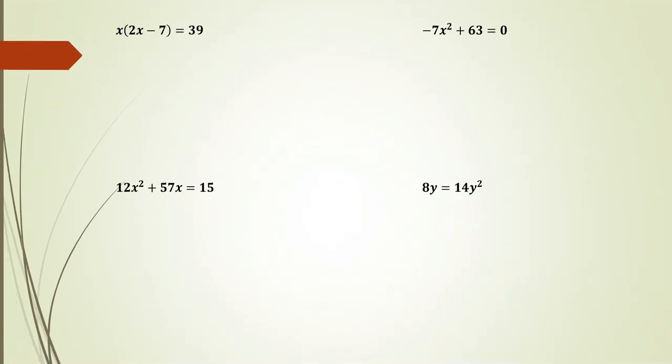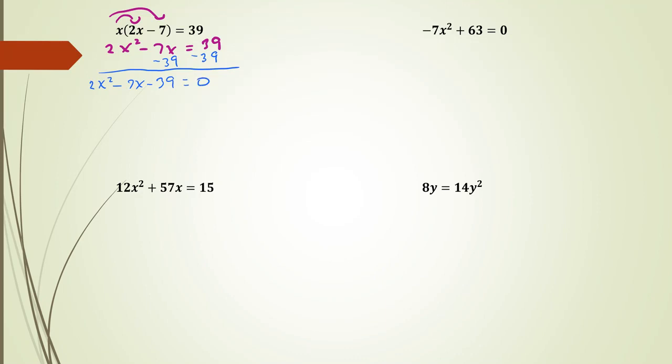Notice on this first row, the first problem, we're running into a similar issue as before. We have factors of x and 2x minus 7, but we don't have the 0 we need. So I need to move 39 over, but in order to do that, I need to distribute the left side to create terms. So I will distribute the x to get 2x squared minus 7x equals 39. And then I need to move my 39 over to get my 0. So I'll subtract 39. This is going to give me 2x squared minus 7x minus 39 equals 0. 39 did not collect as a like term, so it just moved over.